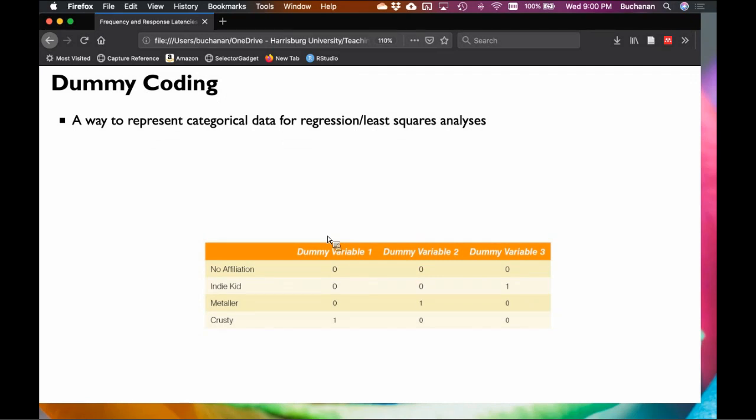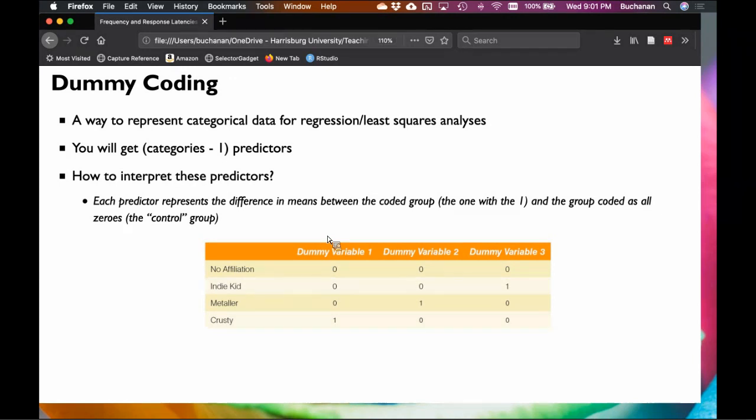So with four categories, a one-hot encoding would create a completely binary system with four columns. But dummy coding instead says, well, that's repetitive, and I only need enough columns to create a unique ID for each type of label. Okay. So you'll get categories minus one predictors. So if I have four, I'll get three predictors. And the predictors represent the difference in binary labels. What I mean by that is, no affiliation here, their unique code is 000. Okay. Indie kids' unique code is 001. So it kind of creates a little barcode for each group. I don't need that last column because I have a unique combination for each group.